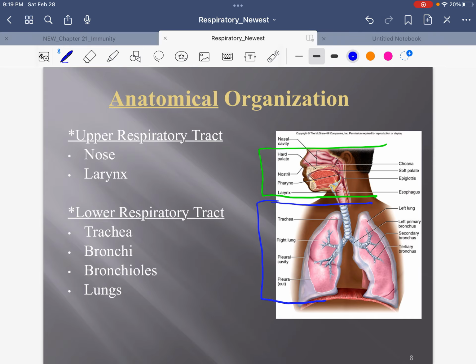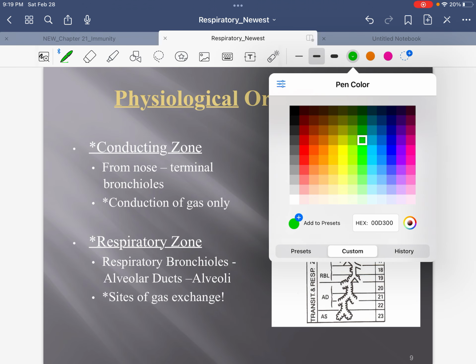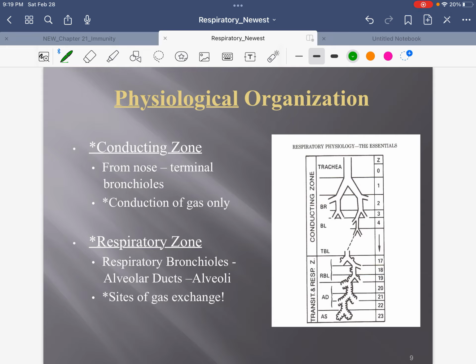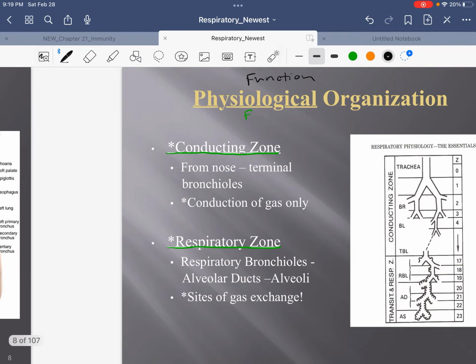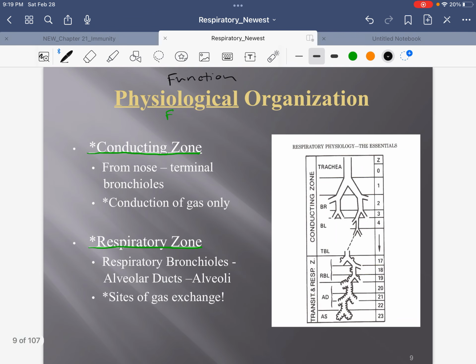We already established that. But let's talk about the physiological organization. We have two zones. I'm going to use green for this. We have what's called a conducting zone and then a respiratory zone. This has to do with function. It's hard to read that green. This has to do with function. The other one was just an anatomical layout. Upper and lower. One is higher, more superior, upper. One is lower, more inferior, lower. That's just a structural designation. Here, we're talking about function.